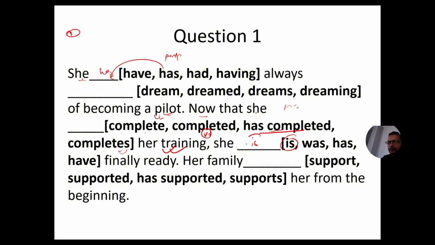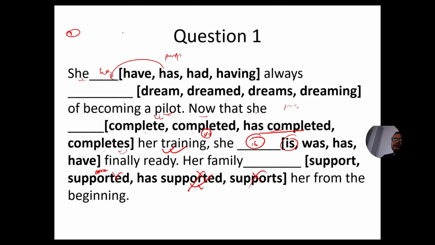Now currently we are talking about the present perfect tense, right? She is finally ready. Her family dash supported her from the beginning. If she says "supported," then it would mean they supported last year, in the past, but they are not supporting now. No, that is not the context. Her family has supported her from the beginning. Has supported, right? Cannot keep supports, is not supported, or support cannot come.